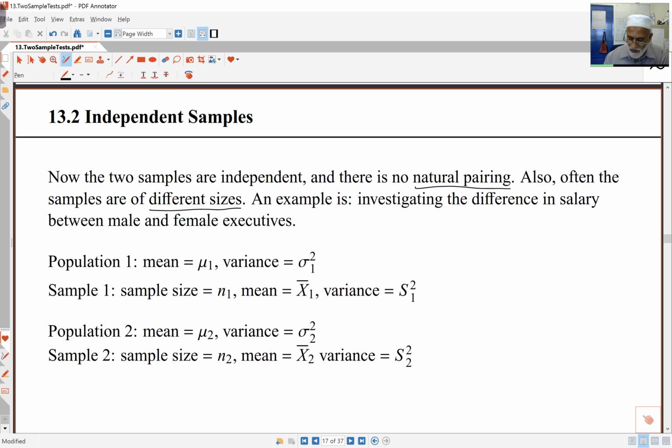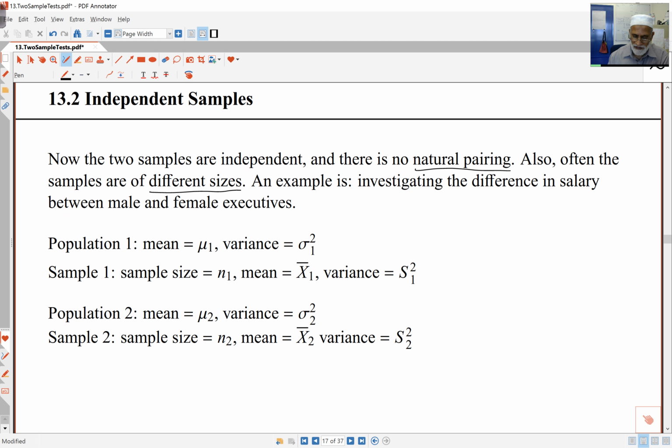As an example, I'm looking at the salaries between male and female executives. So here they're independent, there's no pairing there at all. The first population has mean mu1 and variance sigma 1 squared, and the sample size is n1 with sample mean x1 bar and variance s1 squared. The second population has mean mu2, variance sigma 2 squared, sample size n2, sample mean x2 bar, and s2 squared is the sample variance.